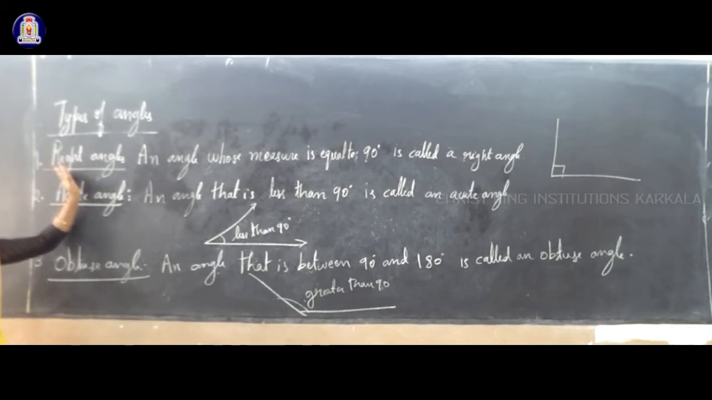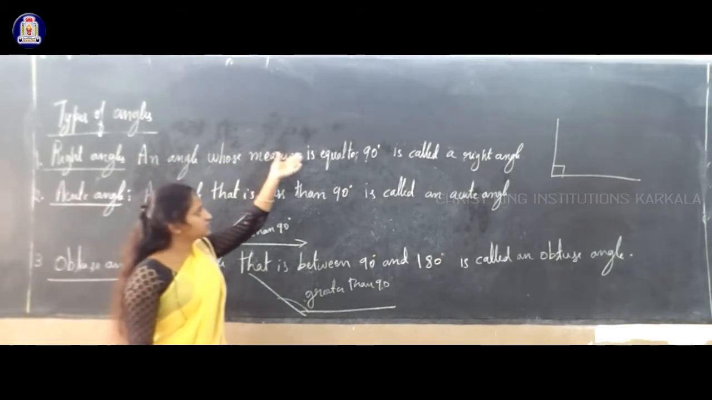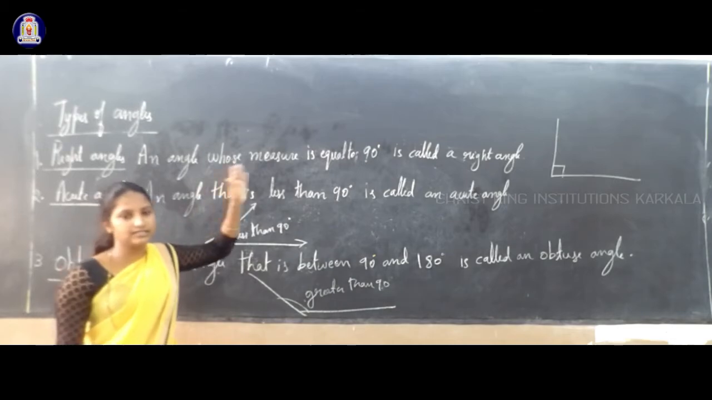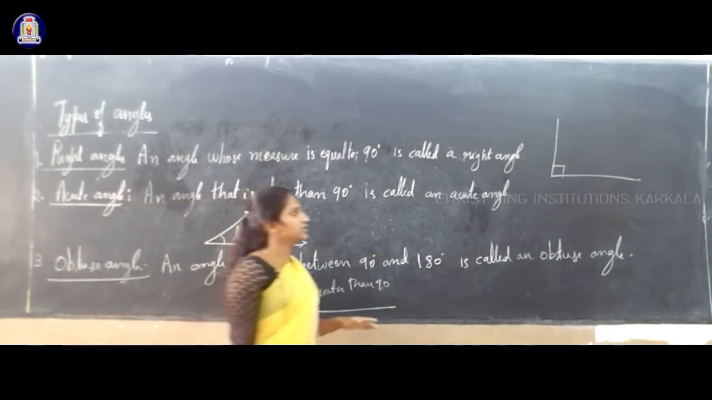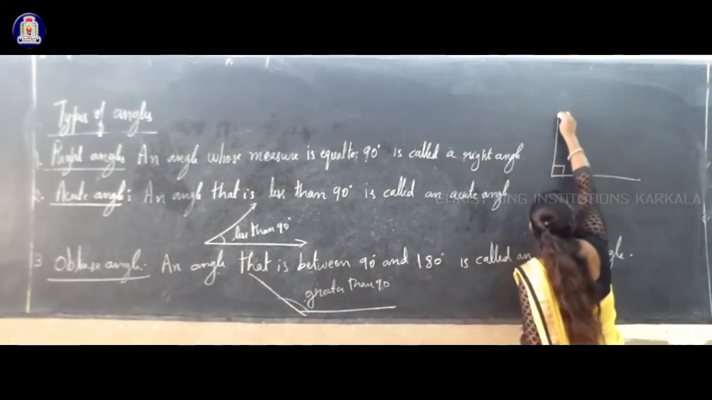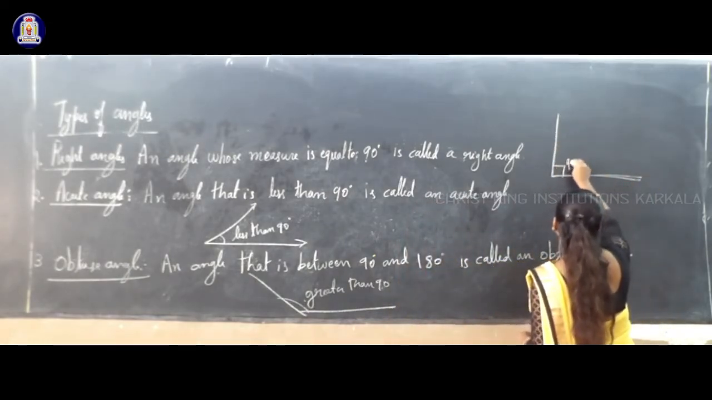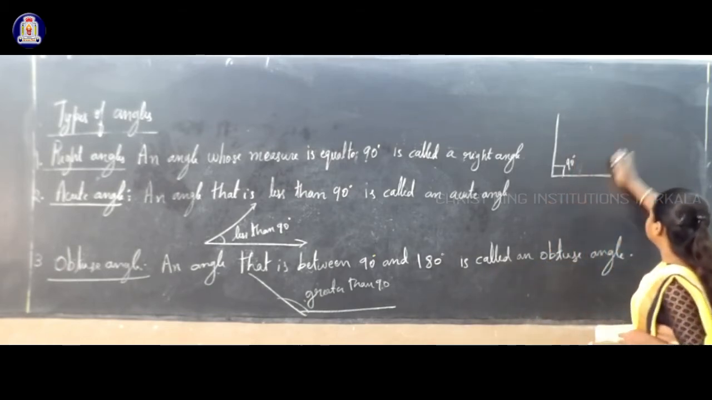What is the meaning of right angle? A right angle means an angle whose measure is equal to 90 degrees. An angle whose measure is equal to 90 degrees is called a right angle. See here, I drew a right angle. This angle measures 90 degrees, exactly 90 degrees. Clear? So this is a right angle.